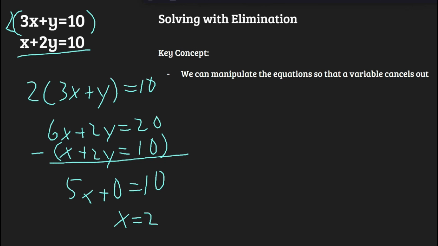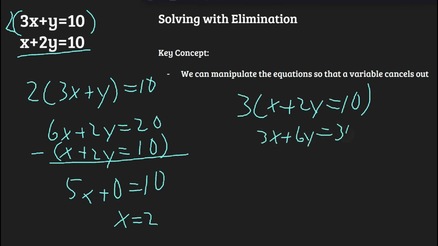Now we can either plug in x here to solve for y, but I'll just solve y with elimination. And the way I'll do that is I'll multiply that second equation by 3. So I'm going to do 3 times x plus 2y is equal to 10. And remember, I'm multiplying it by 3, so I have a second 3x. Because I have a 3x in that first equation, I want a 3x in that second equation now. And I'll get 3x plus 6y is equal to 30.